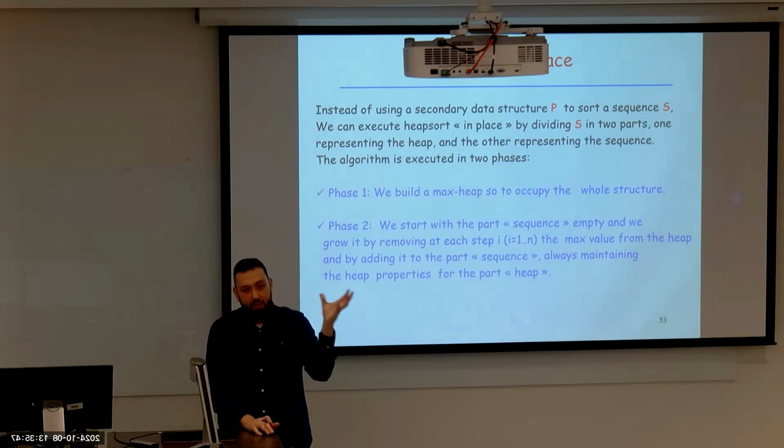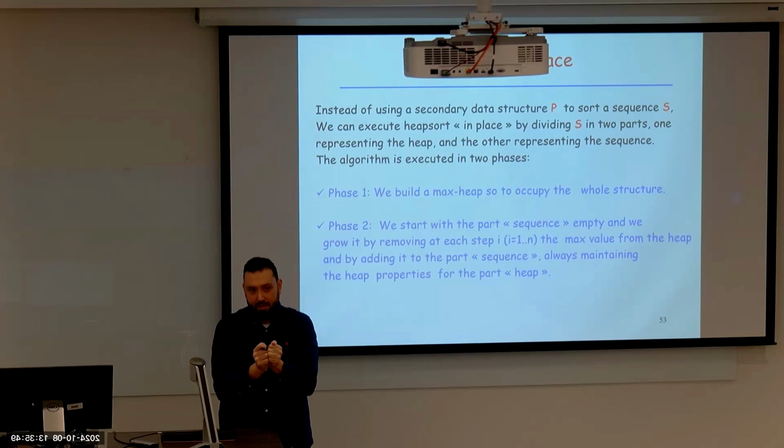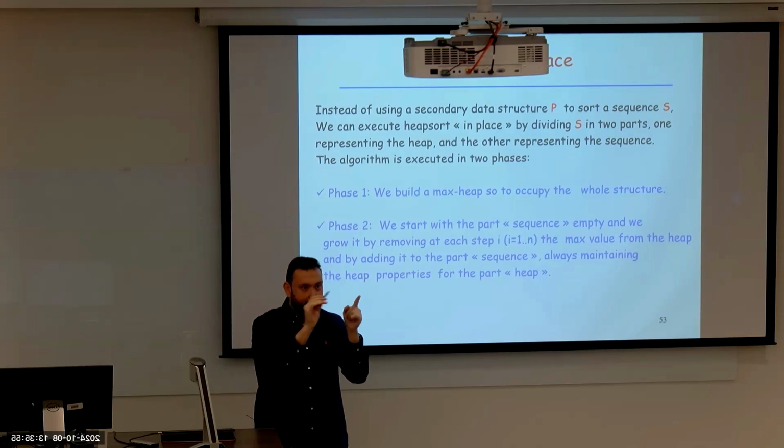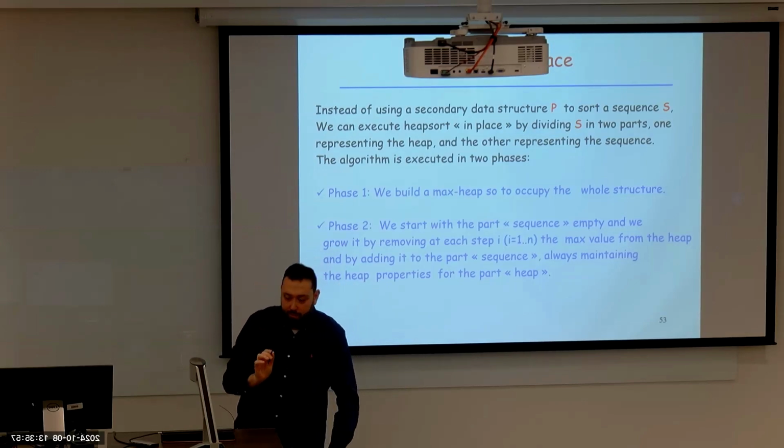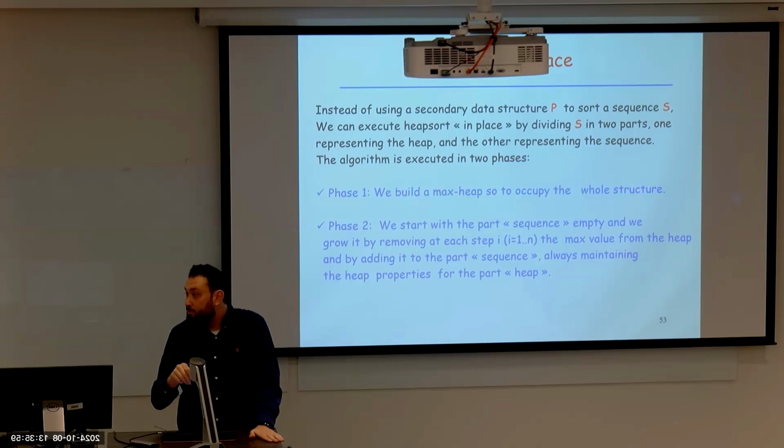Okay, so in sorting with the sequence, we said we can do it in place. What do we mean by in place? You don't have to create two arrays to sort it. From the same array, we can sort it, if you remember. Now, with the heap sort, we can do the same thing.